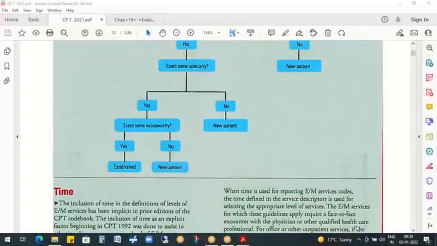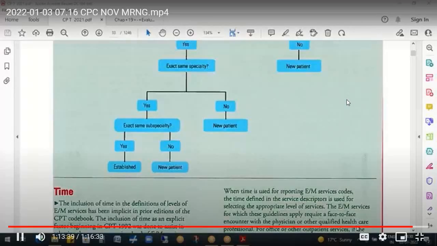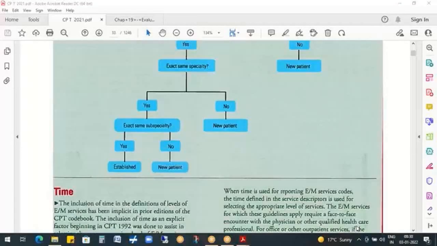Next one, established patient. The key term is follow-up. Follow-up care, comma, established care.